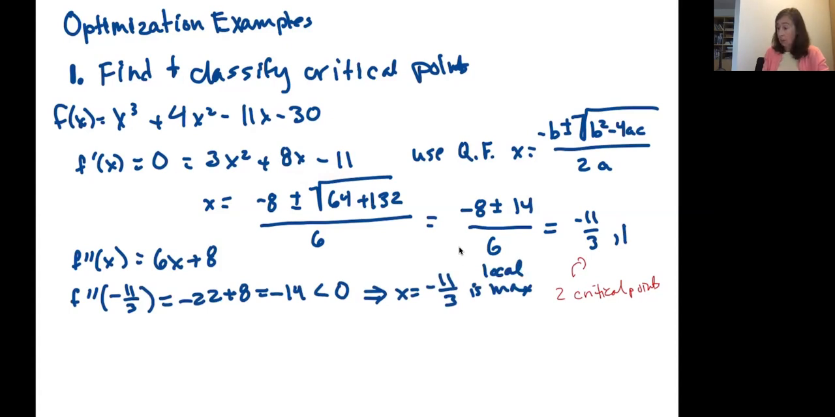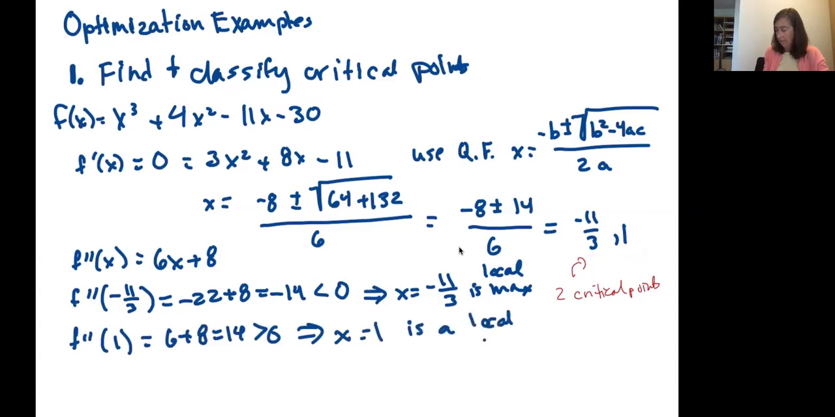So I've done that for one of my critical points. Now I'm going to classify the other one here. I'm plugging 1 into my second derivative, because 1 is my other critical point. I get 6 times 1, 6 plus 8 equals 14, greater than 0. And that implies that x equals 1 is a local min.